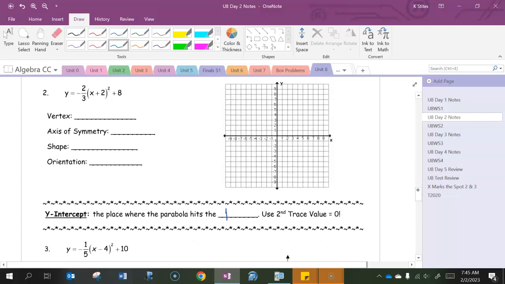All right, let's try another one. Let's fill in all this information first, and then we'll graph it. Vertex is at -2, 8. Again, change the sign, keep the sign. Axis of symmetry is always x equals, and it will be the x coordinate of your vertex. Shape and orientation both have to do with your a value. Since it's a negative, this is down. And 2/3 is a fraction between 0 and 1. That's going to make this wide.